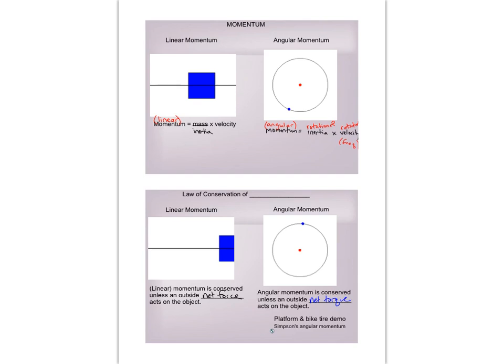Now, we have a law called the conservation of momentum, and the conservation of linear momentum says momentum is conserved unless an outside net force acts on an object. And then we have an impulse, we change the momentum. Angular momentum is conserved unless an outside net torque acts on an object. So in order to change something's angular momentum, there has to be an overall torque on the object.